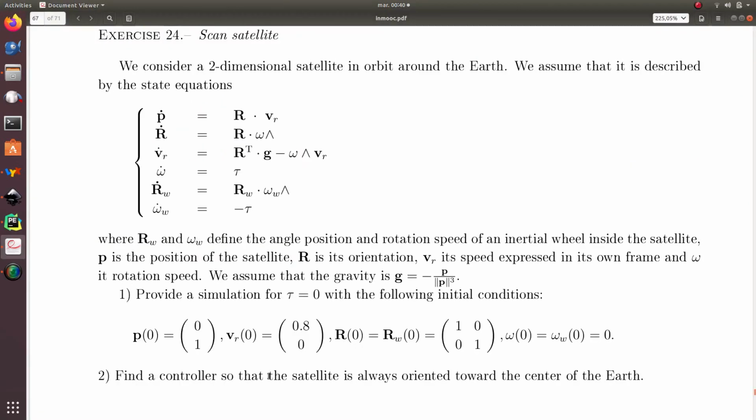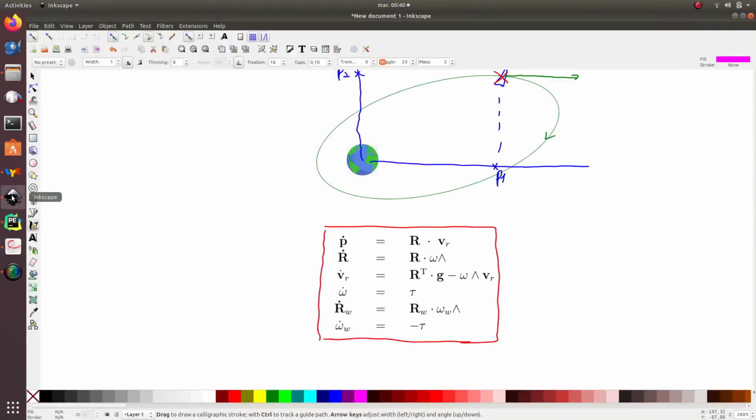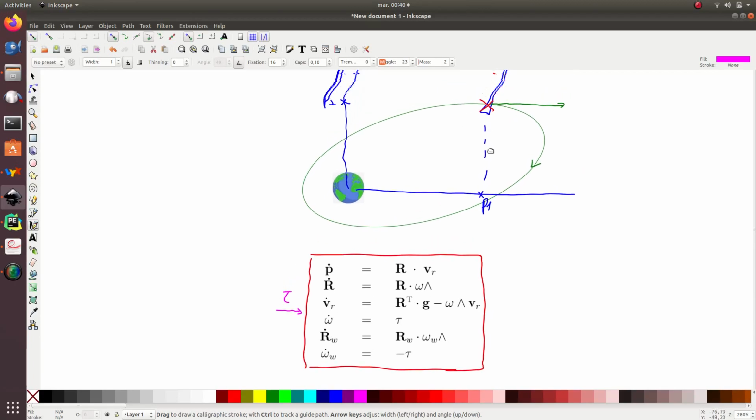Second and last question, I have to find a controller so that the satellite is always looking toward the center of the Earth. Okay. This is the state equation for my satellite and the inertial wheel, and the input is tau, the torque. And from this I want to build a controller so that this one is always oriented toward the Earth.